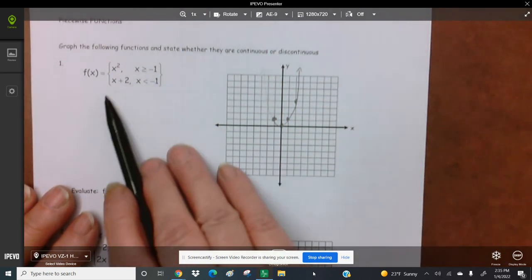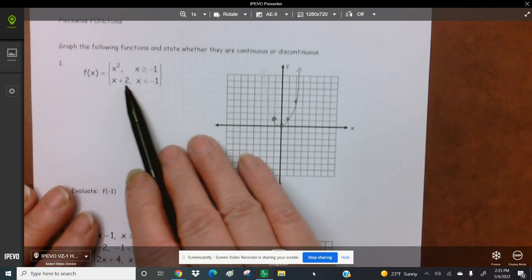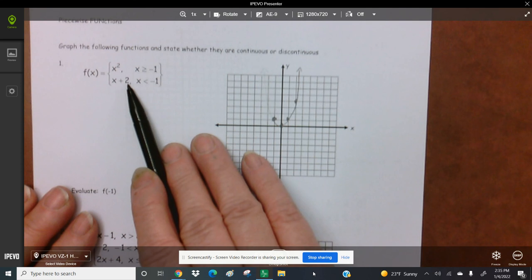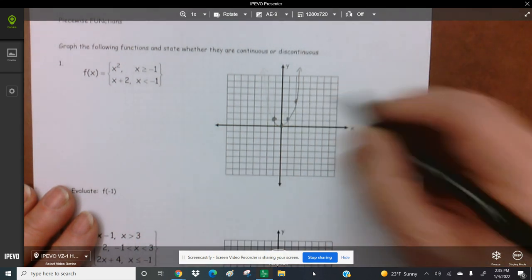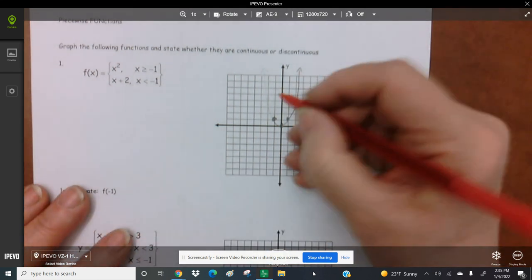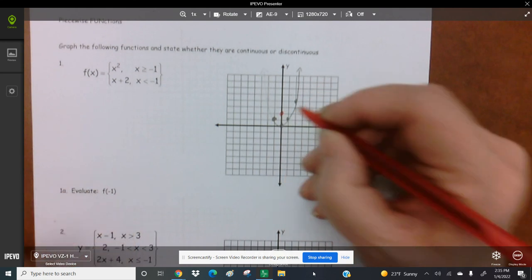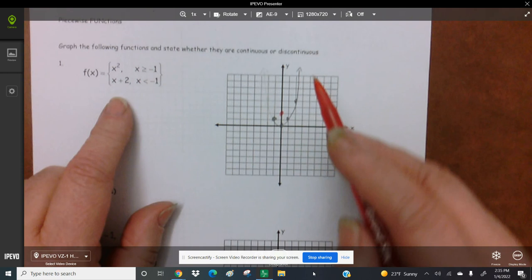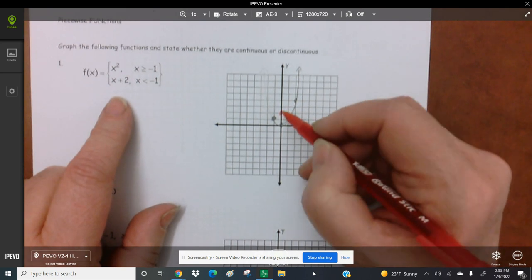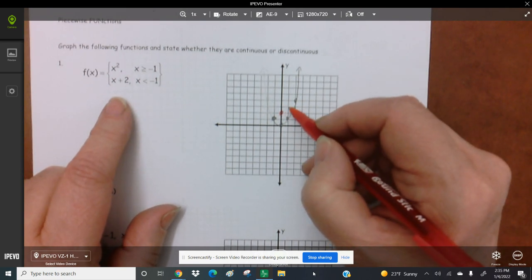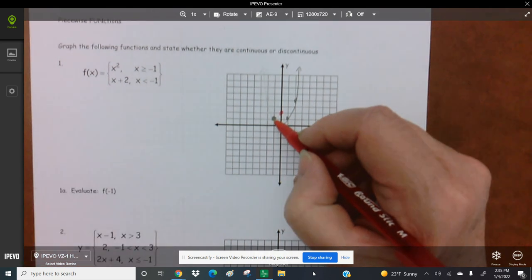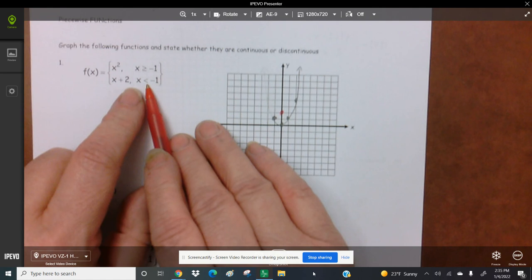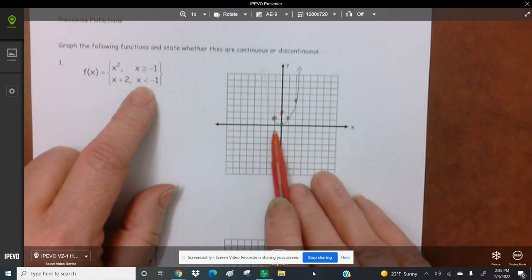Now on the very same graph, I'm going to graph this next function. This is a linear function, x plus 2. So I'm going to start at my y-intercept of 2. Maybe I'll do this in a different color. Y-intercept of 2. And my slope is 1, so I can go over 1, up 1, or over 1, down 1. But I have my restriction here that x has to be less than negative 1.